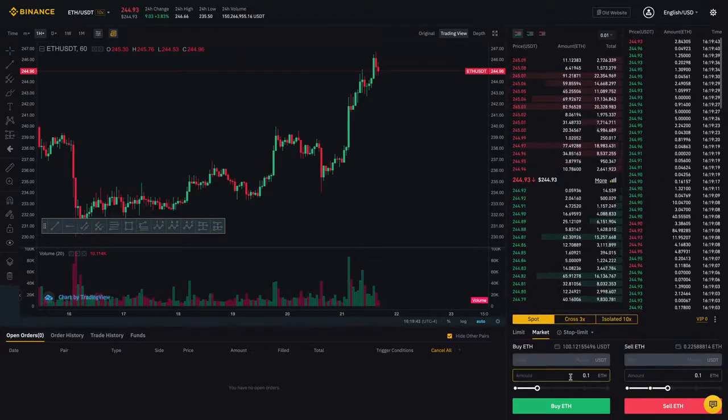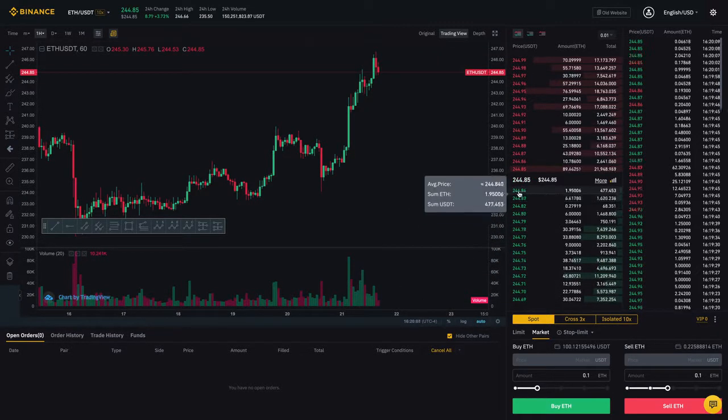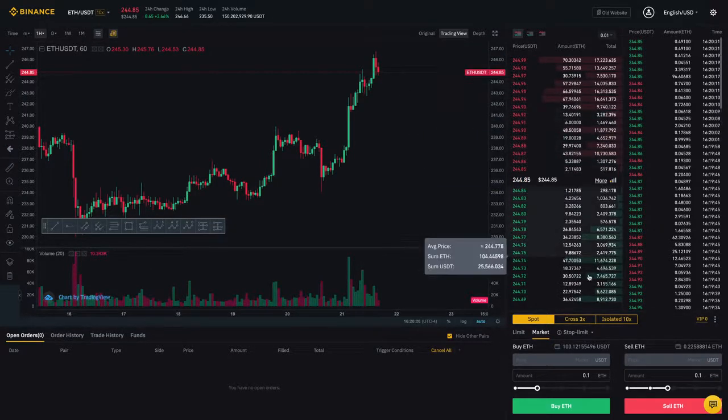Now, if I go to market, market means that I want to buy or sell at whatever the market price is. Right now, if I wanted to buy 0.1 Ethereum, I would pay this much. I would buy it for $244.85, whichever one is the best price here. On the flip side, if I want to sell my Ethereum, I have to sell it to someone who's buying it. So I would get $244.84 for that, for the one Ethereum. That's assuming there's enough in the order books, and there is. So that's what market on spot is.